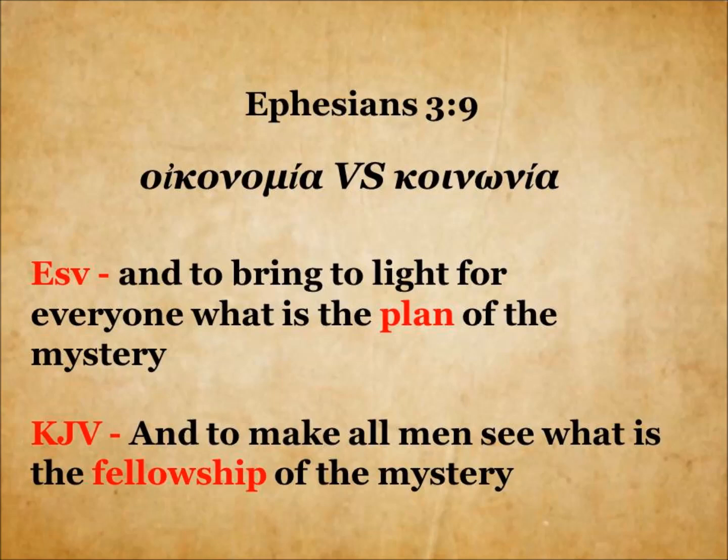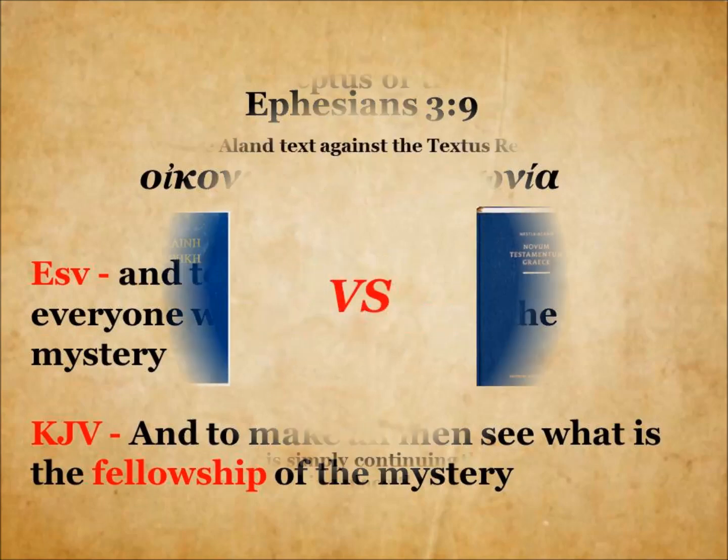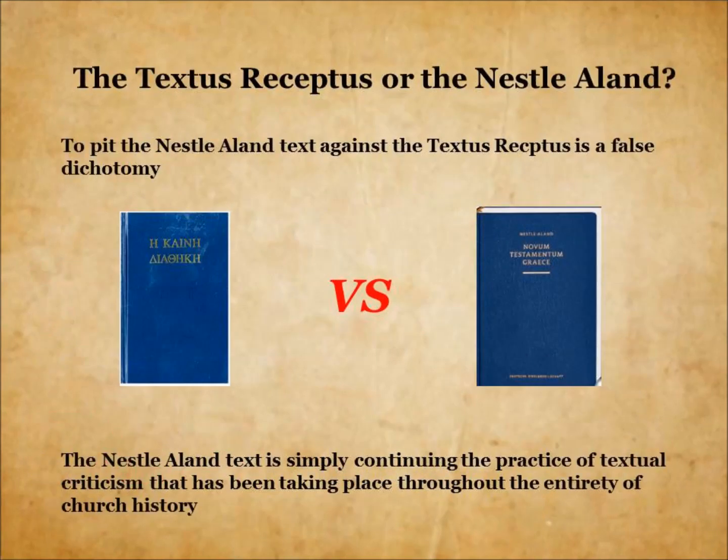If you want to claim that the King James has the majority text supporting it, then you have to reject the reading of fellowship at Ephesians 3:9. Ephesians 3:9 does not read fellowship in 99% of the Greek manuscripts. And that leads us to the question, well, which is better? The Textus Receptus or the Nestle-Aland text?